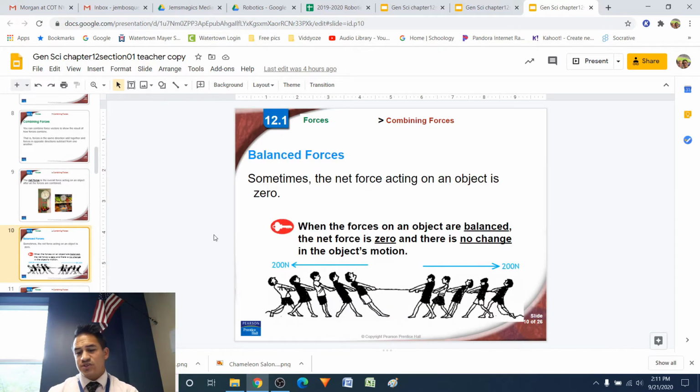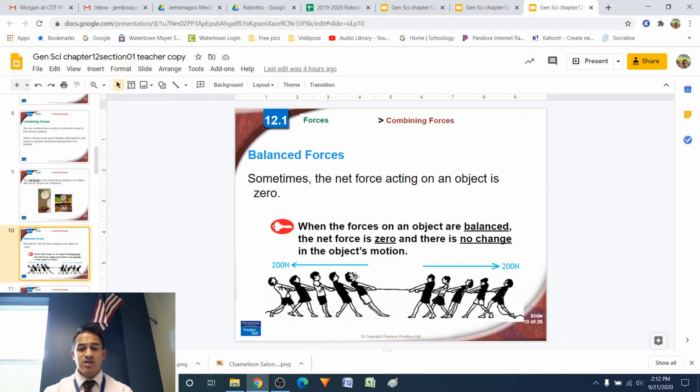Now there's two types of forces that we're going to be dealing with. We're going to be dealing with balanced forces and unbalanced forces. So balanced forces, as it sounds, are when you have multiple forces that balance each other out or cancel each other out. So balanced forces could be like, for example, in a game of tug of war. You've got two teams. They're both going to be tugging on this rope, but each one is pulling with 200 newtons of force in the opposite direction.